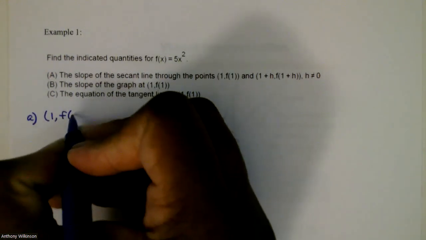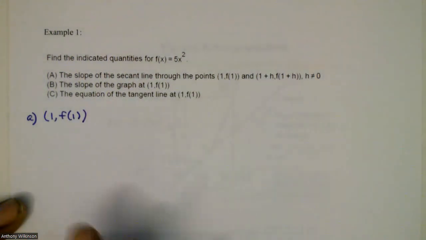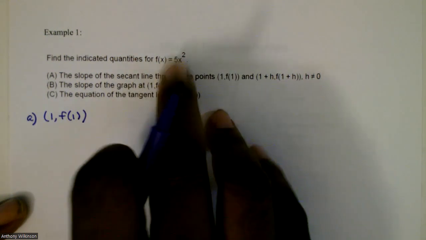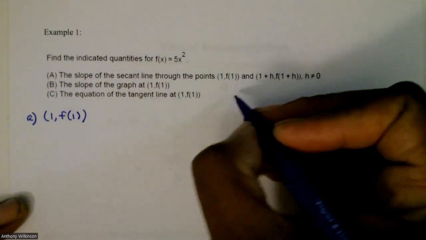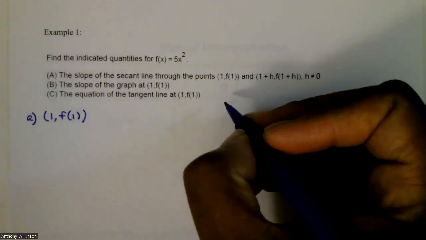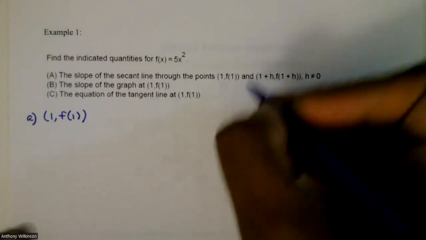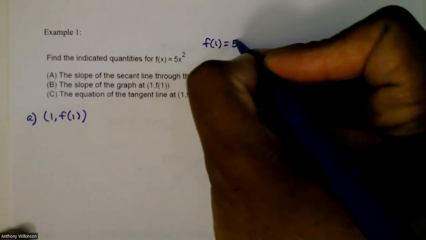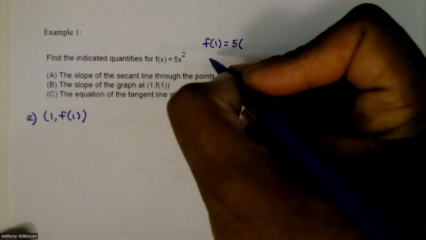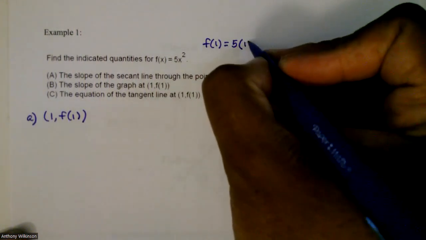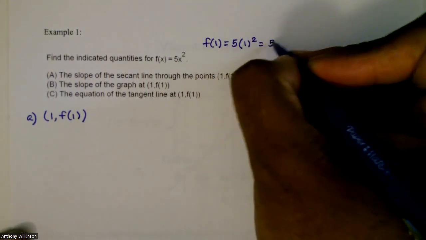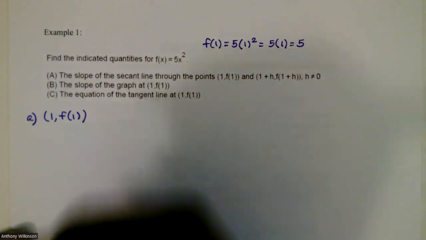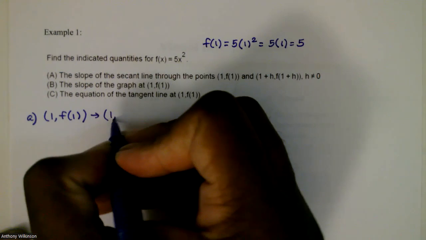Now the first ordered pair is 1, f of 1. And here f of x is 5x squared. So let's first find out what that y coordinate is going to be when x is equal to 1. Let me, off to the side, do this up here. F of 1 is equal to 5 times, here I'm replacing the x with 1, so it'll be 1 squared. So it'll be 5 times 1 squared, which is 1, and then 1 times 5 would be 5. So the ordered pair here would be 1 comma 5.